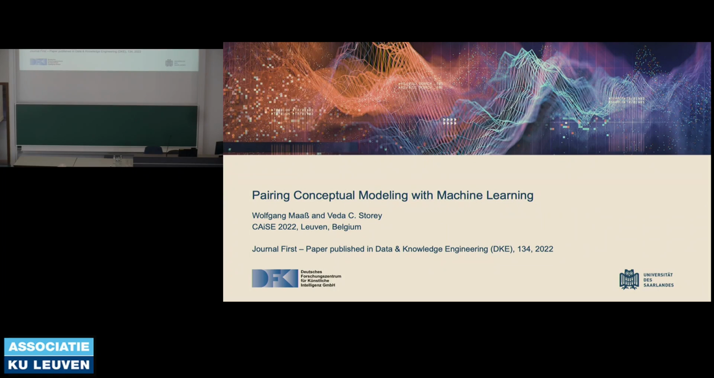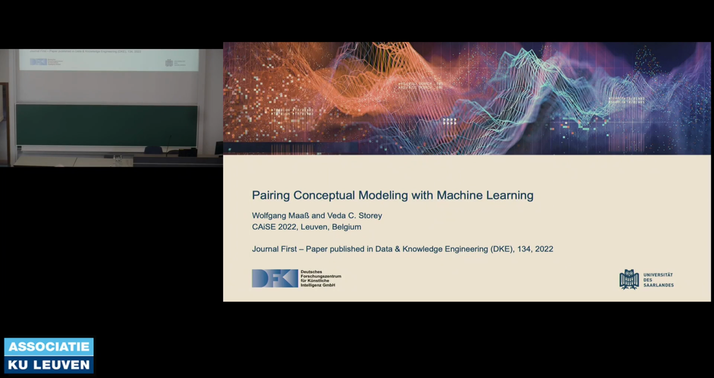I'm going to present a paper that I've written together with Vida Story about bridging or pairing conceptual modeling with machine learning. Conceptual modeling and machine learning are fields that both try to find structures. In conceptual modeling, as we have seen right now, these structures are obviously conceptual, while in the case of machine learning, these structures are sometimes conceptual, based on the given attributes that we use and the underlying concepts, but sometimes they are also pre-conceptual and even subconceptual.